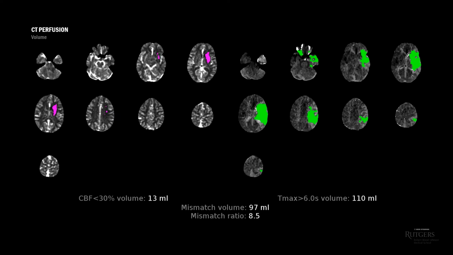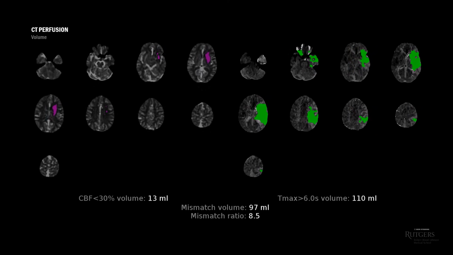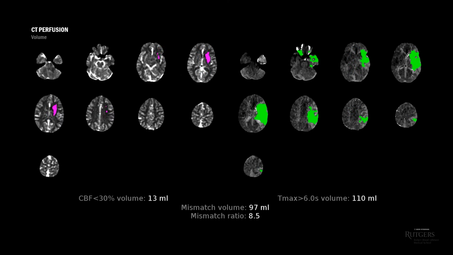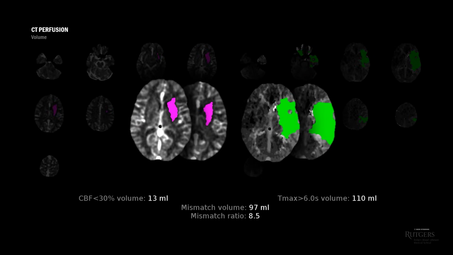This is a CT perfusion for the patient we just discussed. An automated algorithm calculates and color codes the ischemic core and penumbra. I bet I don't even have to explain the numbers at the bottom of this page for you to guess that the core is in pink and penumbra is in green. And there's a huge mismatch between the two.